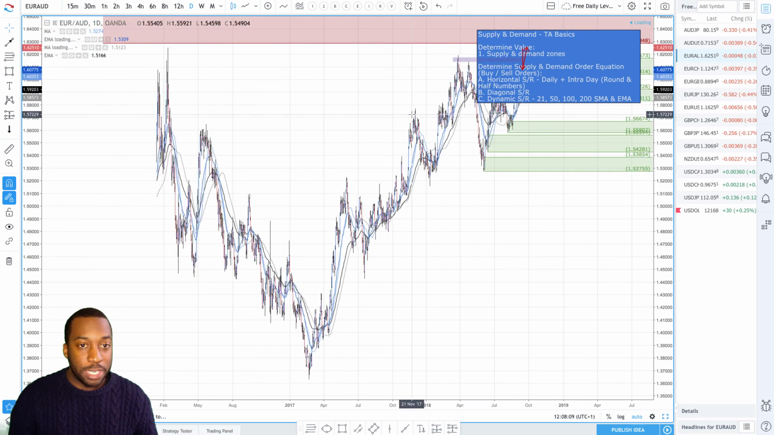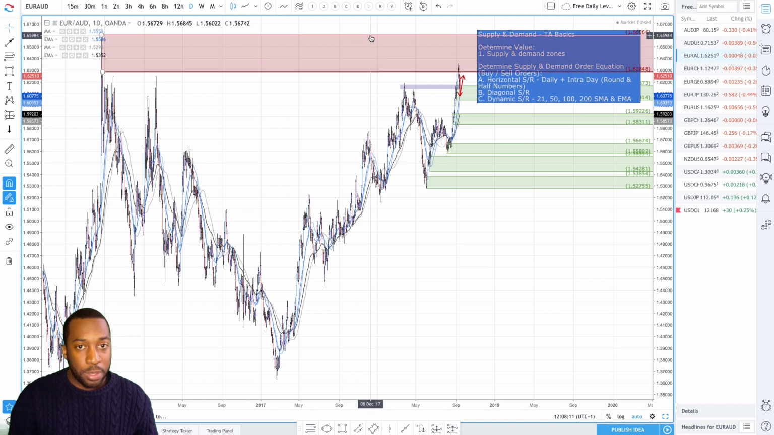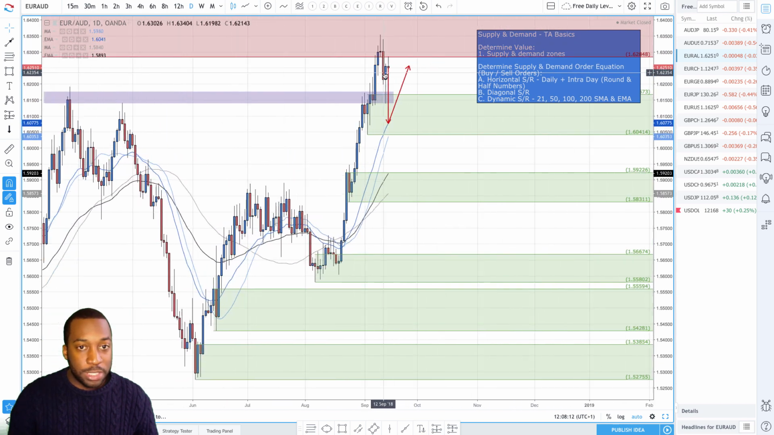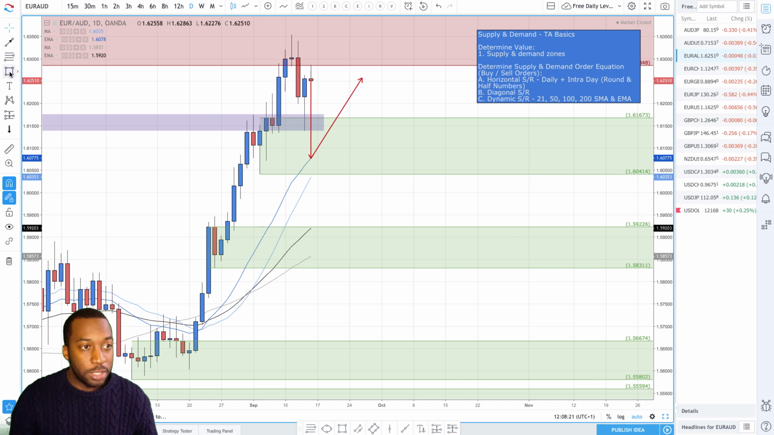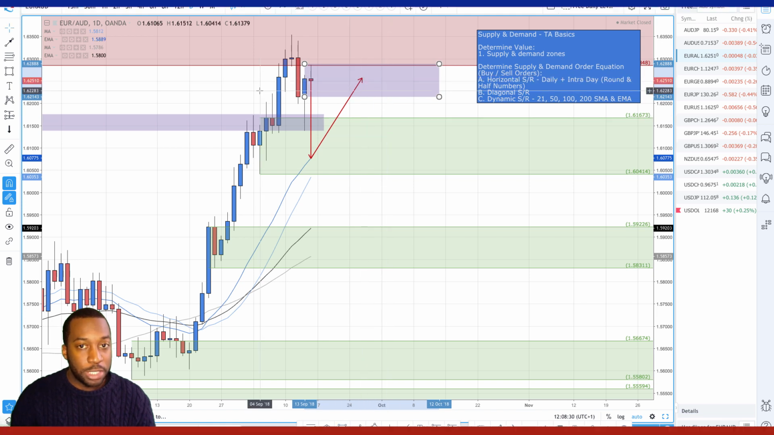If we're looking from a selling perspective, I think if we zoom out, we're starting to sell off a little bit from here, and then what we'd want to do is probably wait for lower highs and lower lows to be made, and then this would become an area of supply, and then we would look for prices to come up into this area, then look to sell off.